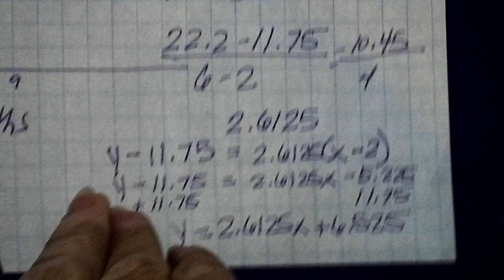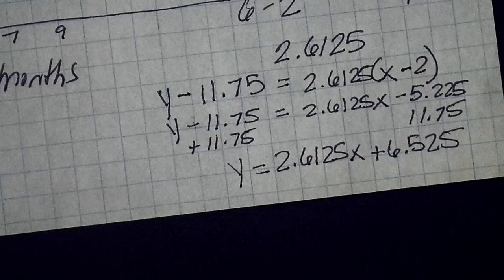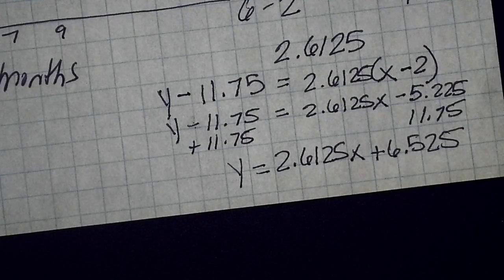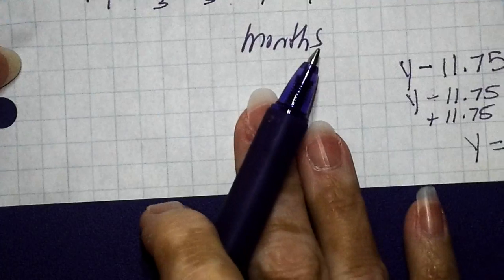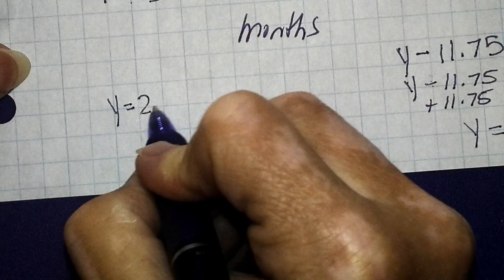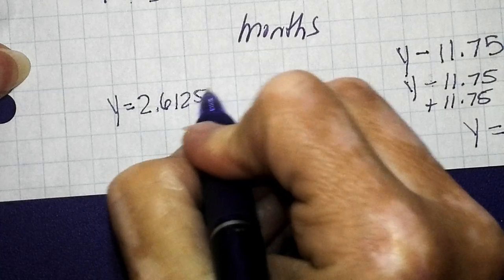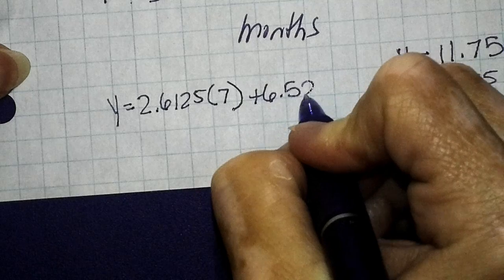It wanted to know the 7-month-old, because that was the number we missed, right? So we're going to substitute in 7. So I'm going to move this over, right? So y equals 2.6125 times 7 plus 6.525.